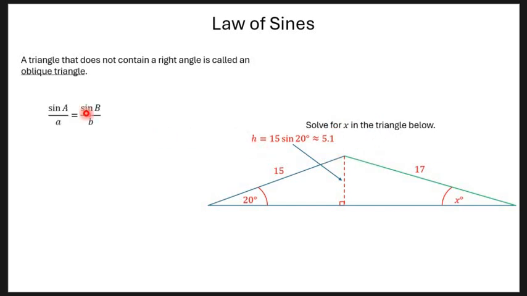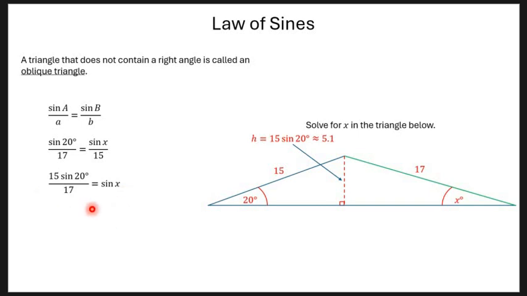Let's see. I'm going to use the law of sines, which says that the sine of 20 degrees divided by the length of the side across from it, 17, is equal to the sine of x degrees divided by the length of the side across from it, 15. I can multiply both sides by 15, and I'll get 15 times the sine of 20 divided by 17 is equal to sine of x.